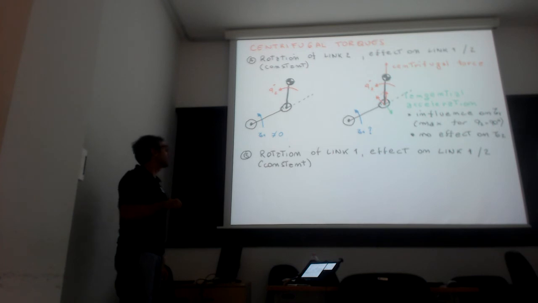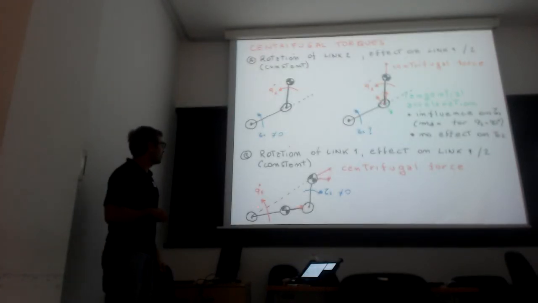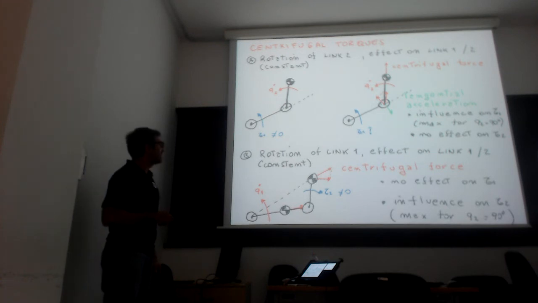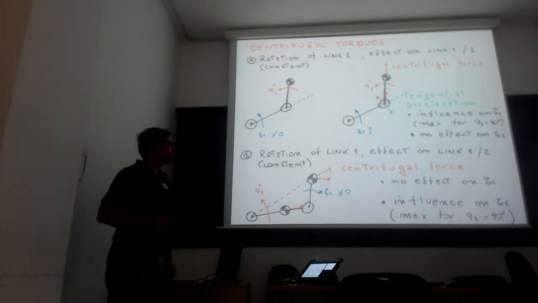Instead, if we move link 1, we have a centrifugal force acting like this on the second link, while the first link is aligned. So we have no influence on tau 1, but we have influence on tau 2 because this component that we have creates a torque.